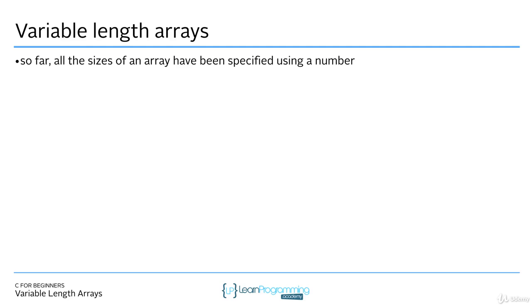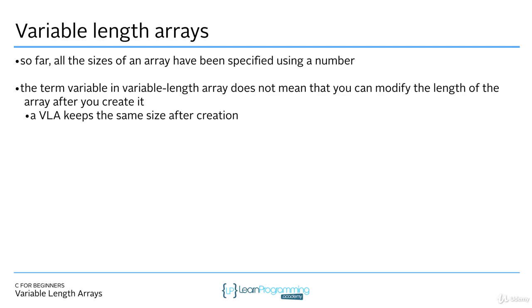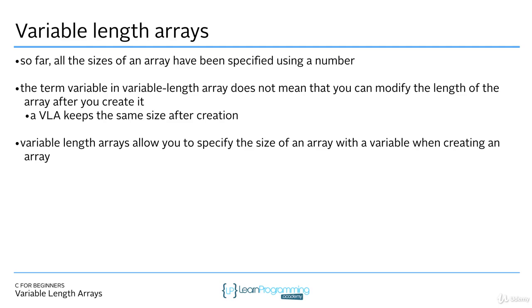Variable length arrays is a bit misleading. It doesn't mean you're going to change the size of the array dynamically. It's still going to be the same size, but now you can use variables. So the term variable in variable length array does not mean that you can modify the length of the array after you create it. What it does mean is that you now can set a variable to use for that array. So a VLA is still going to keep the same size after creation. The variable length array allows you to specify the size of an array with a variable when creating an array. So you can just use variables. That's all it really means.